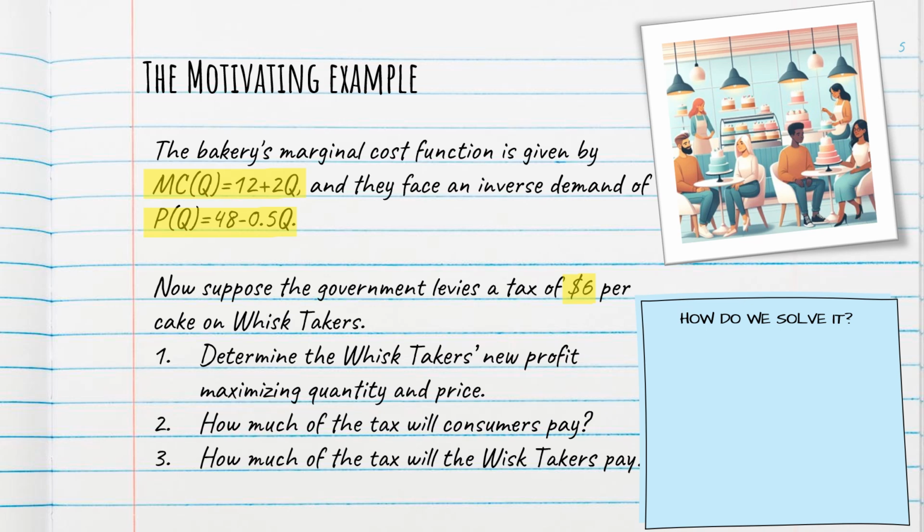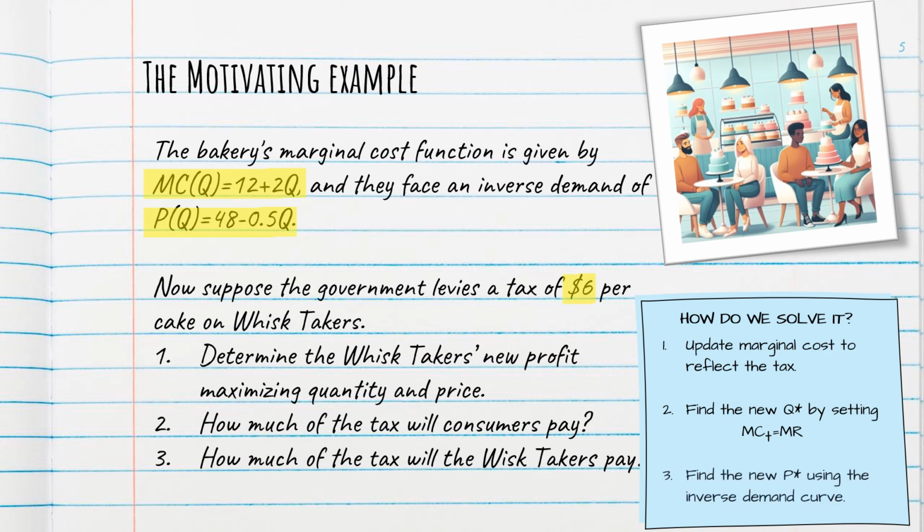How are we going to solve this question? Well, we need to somehow incorporate the tax into the story, so we're going to update the marginal cost to reflect the tax. Once we do that, we'll find the new profit maximizing quantity by setting this updated marginal cost curve equal to marginal revenue. And once we have that Q star, we can find the new price using the original inverse demand curve. So it just requires a slight update to the marginal cost to reflect the additional cost that this tax generates.